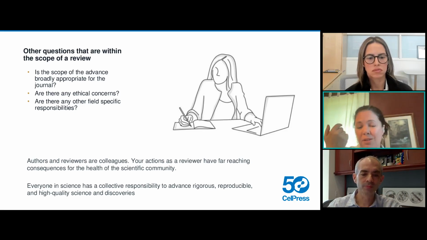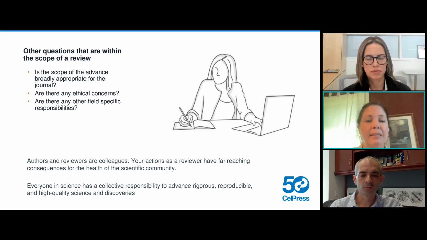Are there any ethical concerns about the work that's done in the paper? There are certain fields where things are progressing rapidly, and we need to know the latest to make sure we're up to date on those. And are there any other field-specific responsibilities or considerations? Something like this might be if there's a clinical trial, there can be specific requirements for that type of publication. So we need to have all the details about that as well. And reviewers really are helpful if they can ensure that all that's being done correctly.